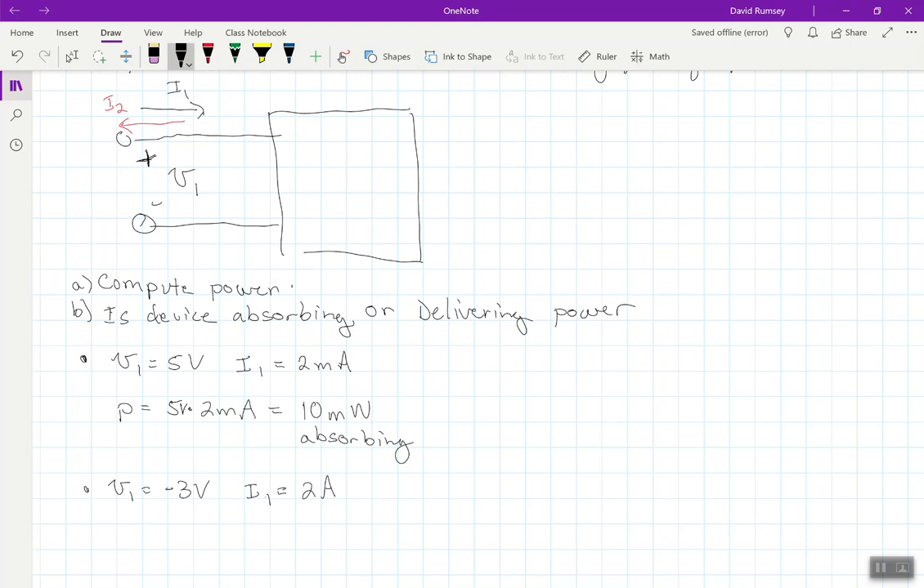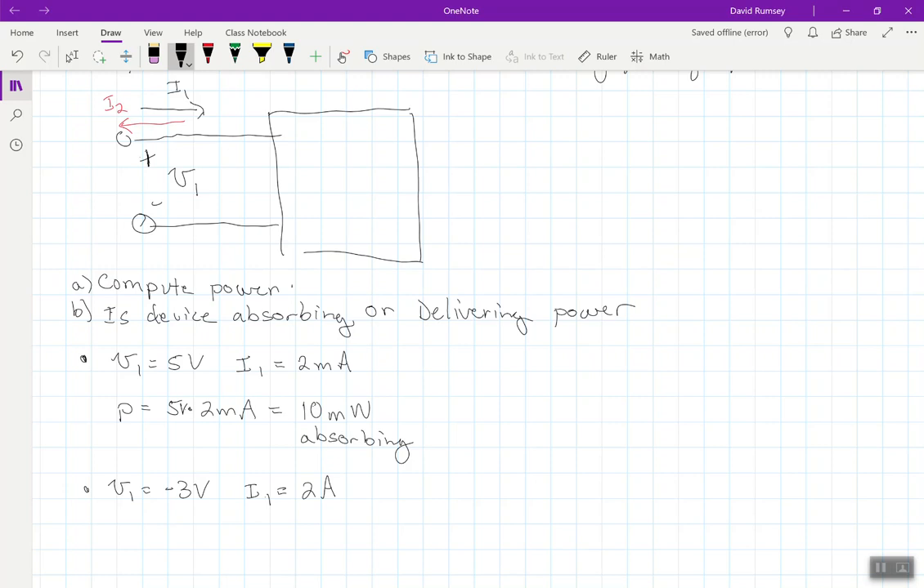This plus and minus is only referring to if I were to hook up a voltmeter, this is how I'd hook it up. I'd put the positive terminal up here, and I'd put the negative terminal down here, and I'd see what the voltage reading is. So these plus and minuses don't tell me that the voltage is positive or negative. All they do is tell me how to measure it. And in this case, I'm obviously making the numbers up, but when we measured it, we got negative 3 volts. And then the current, of course, is 2 amps.